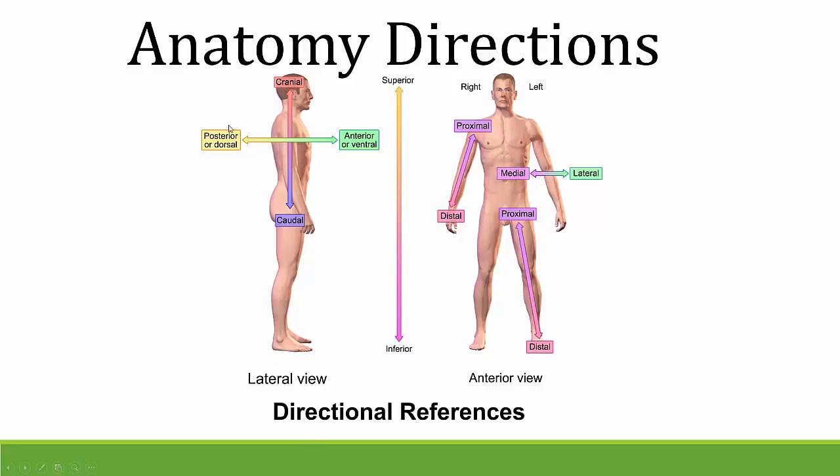So let's take this picture, for example. The left side here, the posterior side, this means the back side of this figure. The anterior side means the front side of this figure. Then over here we have cranial, which means towards the head, and we have caudal, which basically means the opposite, towards the feet.